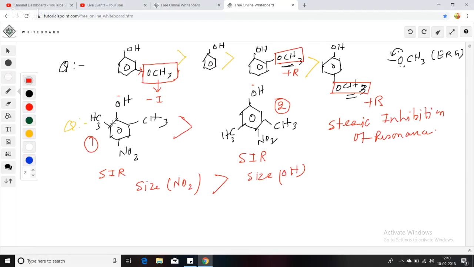Okay, so this compound is more acidic than this because of SIR. Here we have more SIR because of the large size of NO2. Here we have less SIR because of the small size of NO2.